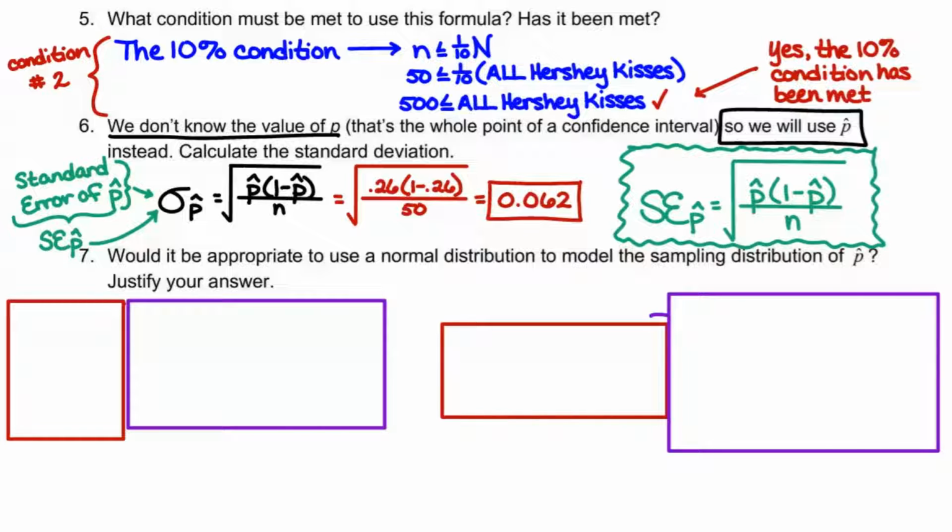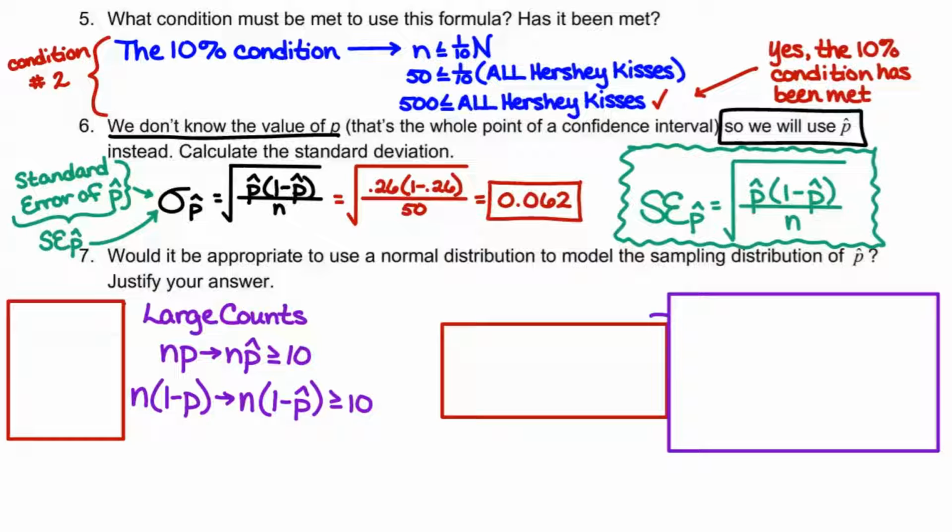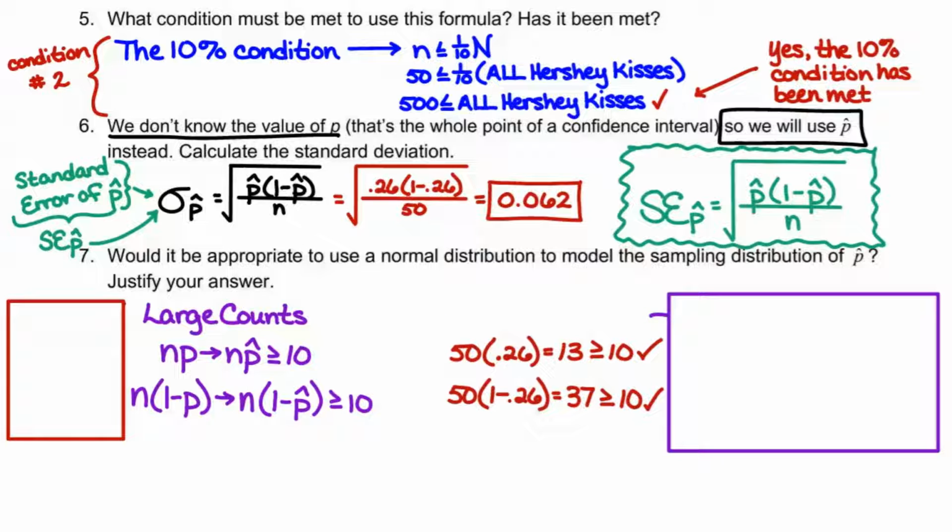Yes. Using what? Why am I allowed to use normal distribution? Large counts. N times p, or in this case I would have to do n times p hat, because I don't know p, has to be greater than or equal to 10. N times 1 minus p, which I have to do as n times 1 minus p hat, is greater than or equal to 10. So I checked both of mine. From the numbers that I was hearing for point estimates around the room, my guess is that everybody's is going to come out that a normal distribution is appropriate here.